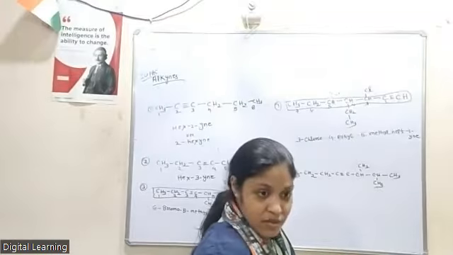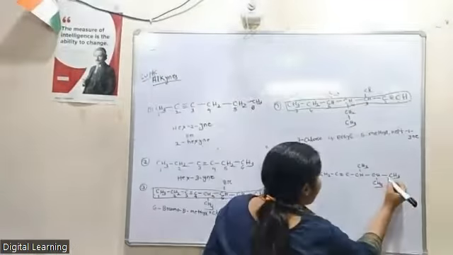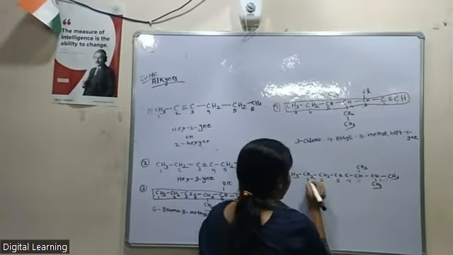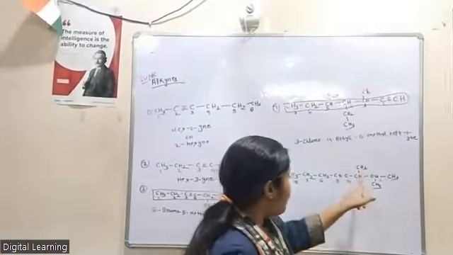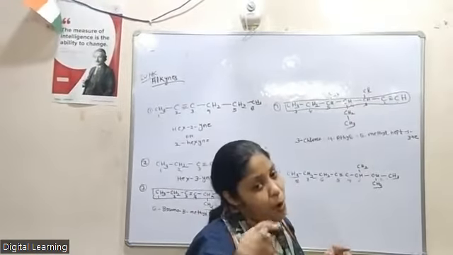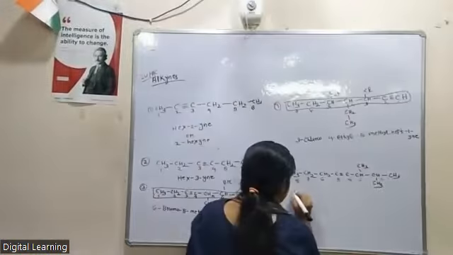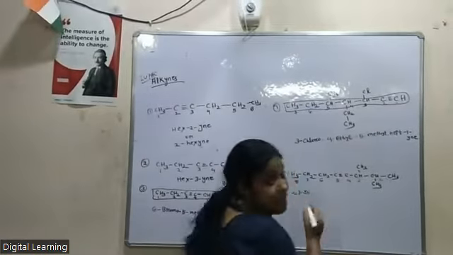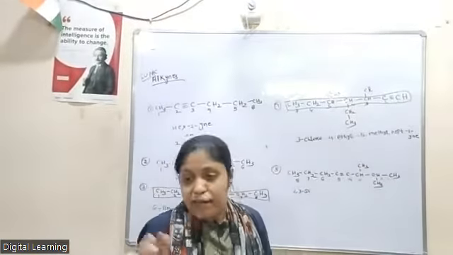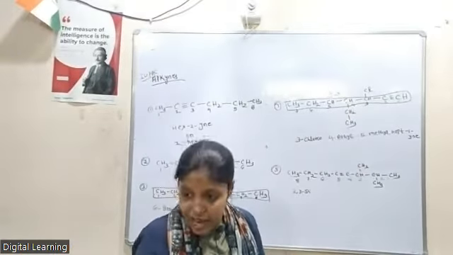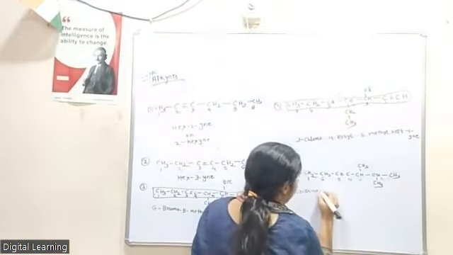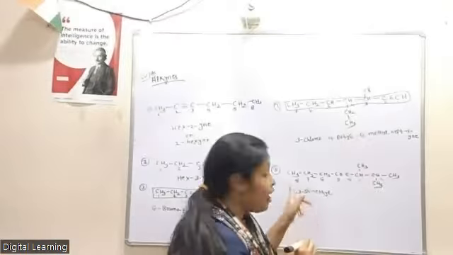Got it? So 1 2 3 4 5 6 7 8. In 2 position methyl, 3 position also methyl, so we can write 2,3-dimethyl. 2,3 di for what? Because there are two methyl groups. If one substituent then mono, if two substituents then di, if three then tri, if four then tetra, etc. So 2,3-dimethyl, word root will be oct.